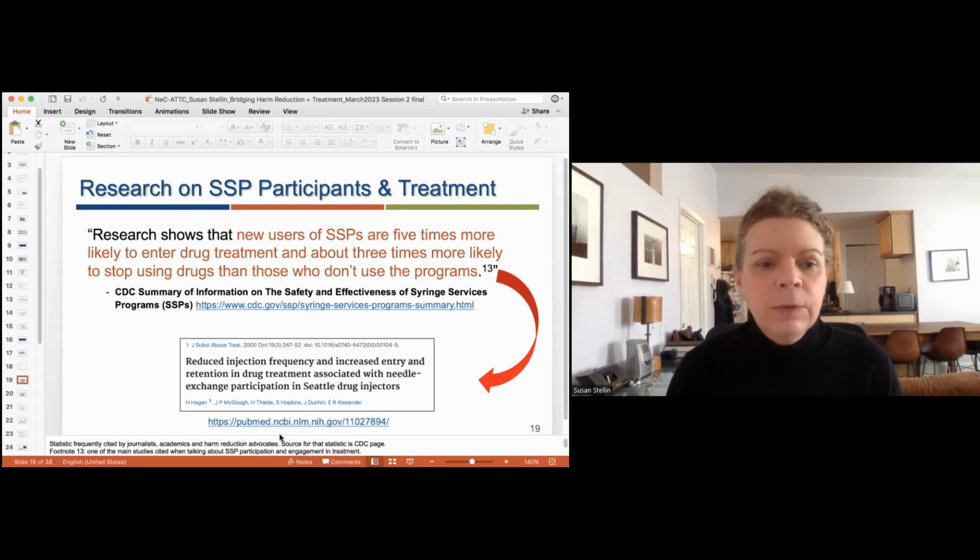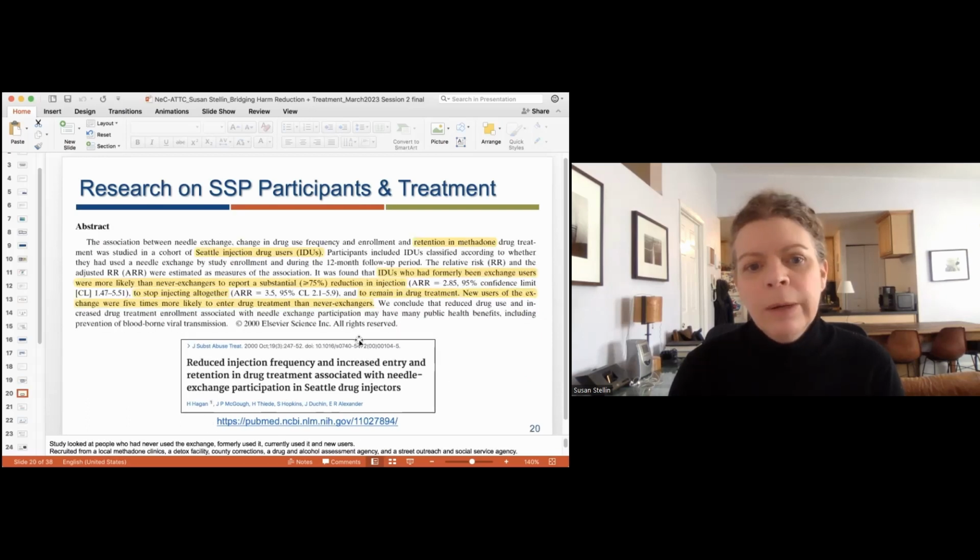And here, this is a study that was done in Seattle. I'm going to show a little bit more about it. They really looked at people who had either never used the exchange, were former users, currently use it, and new users. They were specifically focusing on injection drug users in Seattle and their retention in methadone treatment.